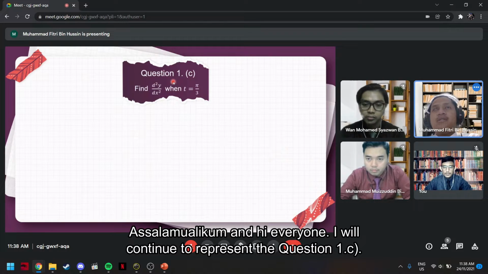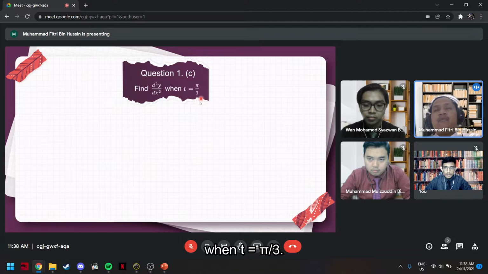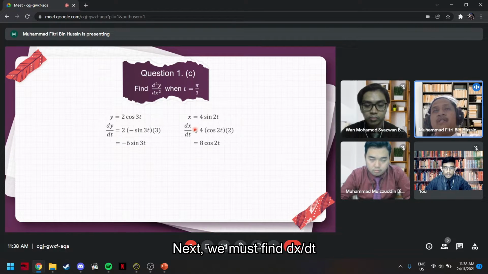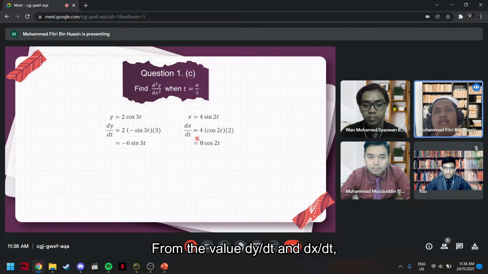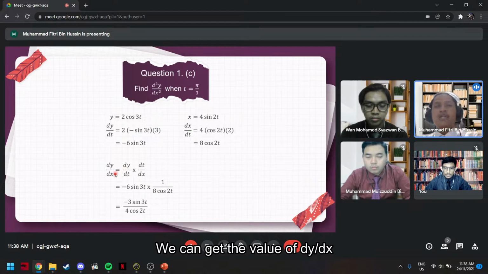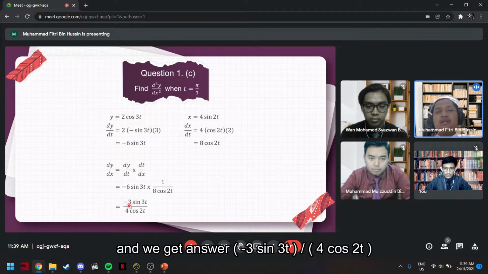Assalamualaikum and hi everyone. I will continue to present question 1C. The question 1C is to find the second derivative when t equals pi over 3. First, we must find dy/dt and we get negative 6 sin 3t. Next, we must find dx/dt and we get 8 cos 2t. From dy/dt and dx/dt, we can get dy/dx. dy/dx equals dy/dt times dt/dx. And we get negative 3 sin 3t over 4 cos 2t.